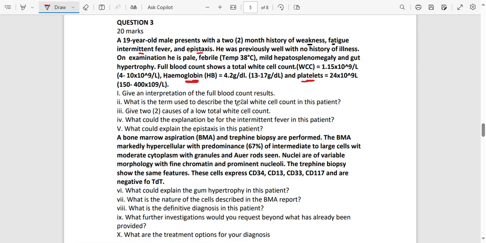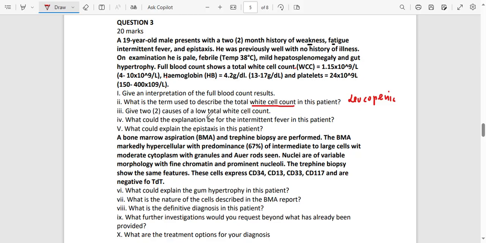What term is used to describe the total white cell count in this patient? Total white cell count in this patient. What would we say? Pardon? So specifically this one is white cell count. So it's leukopenia. Thank you. Because all the types of cells are reduced, that is pancytopenia. But since they have asked for white blood cells, that's leukopenia.